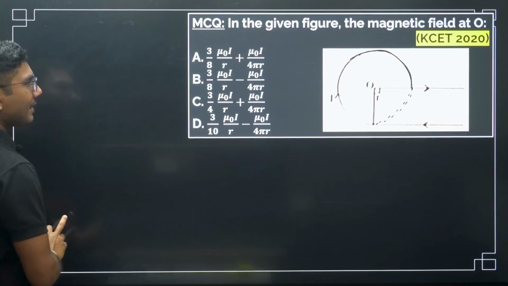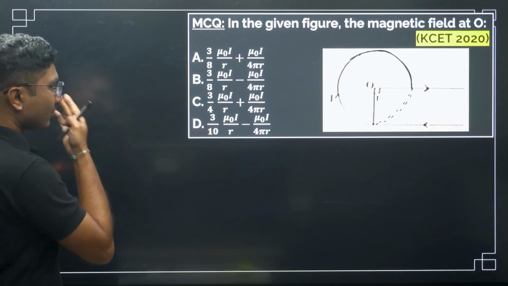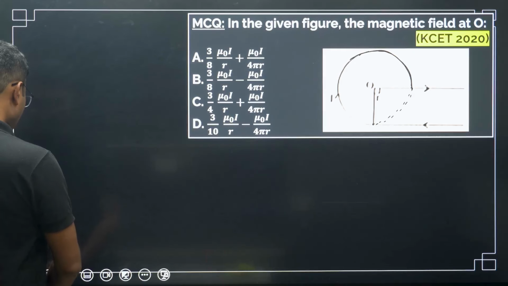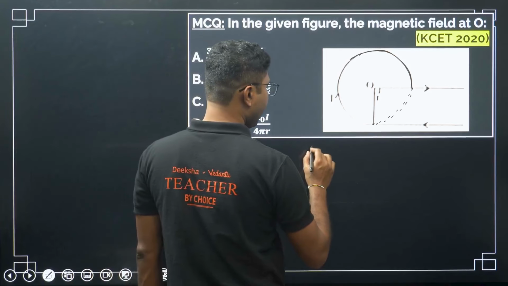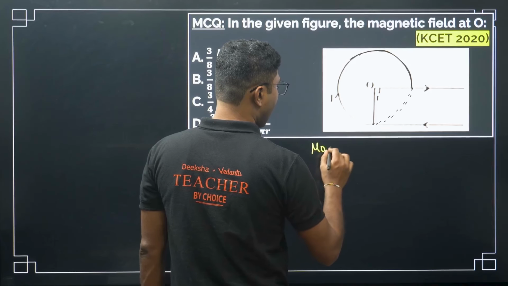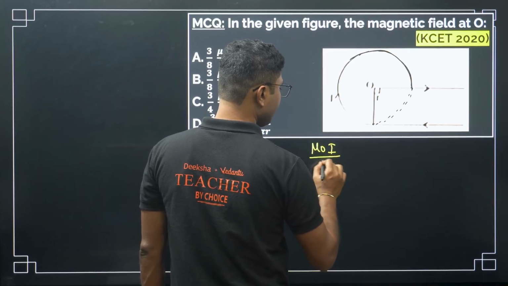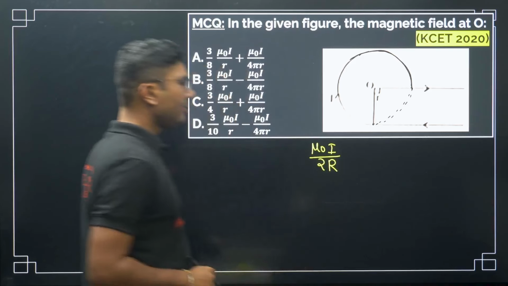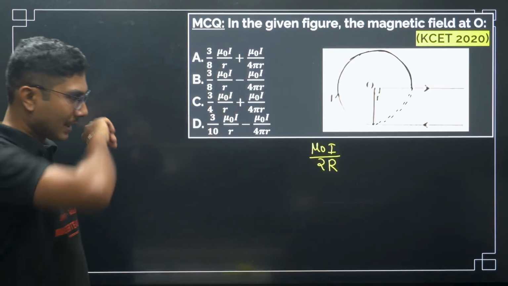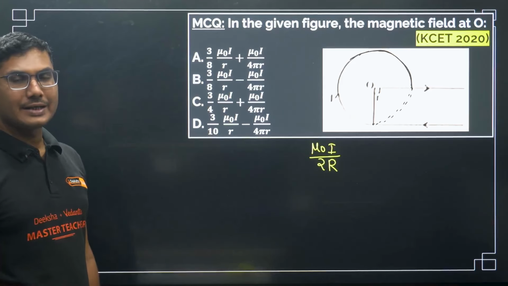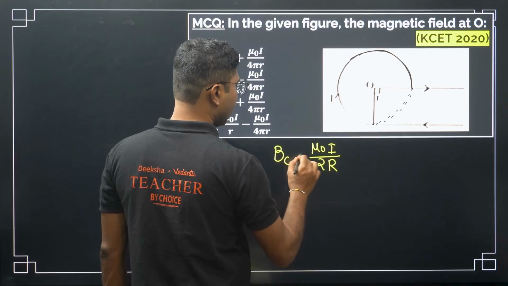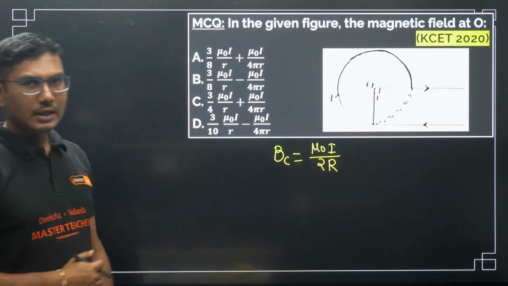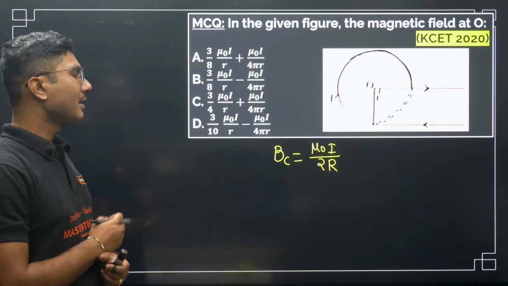Now what is the magnetic field due to a circular current carrying wire? The magnetic field at the center is given by mu naught I by 2r, right? That is the formula for the magnetic field at the center of a current carrying loop. We did this calculation a few moments back.